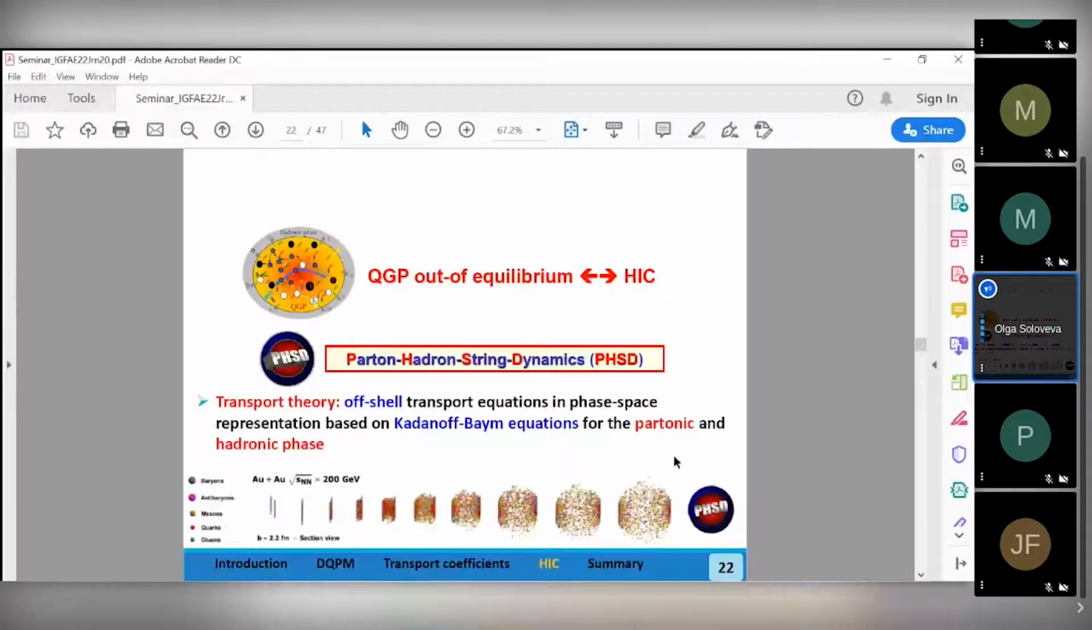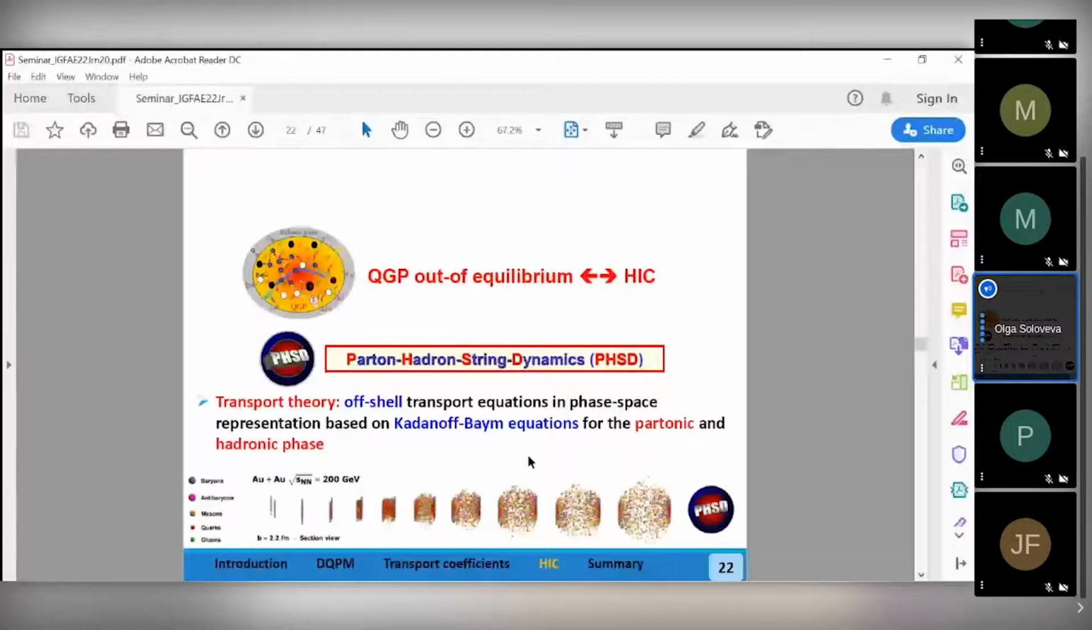So we will discuss today results from the Parton-Hadron-String Dynamics code. This is a transport theory based on the phase space representation of the Kadanoff-Baym equations, where the partonic and hadronic phases are implemented and the propagation is explained using the same techniques.